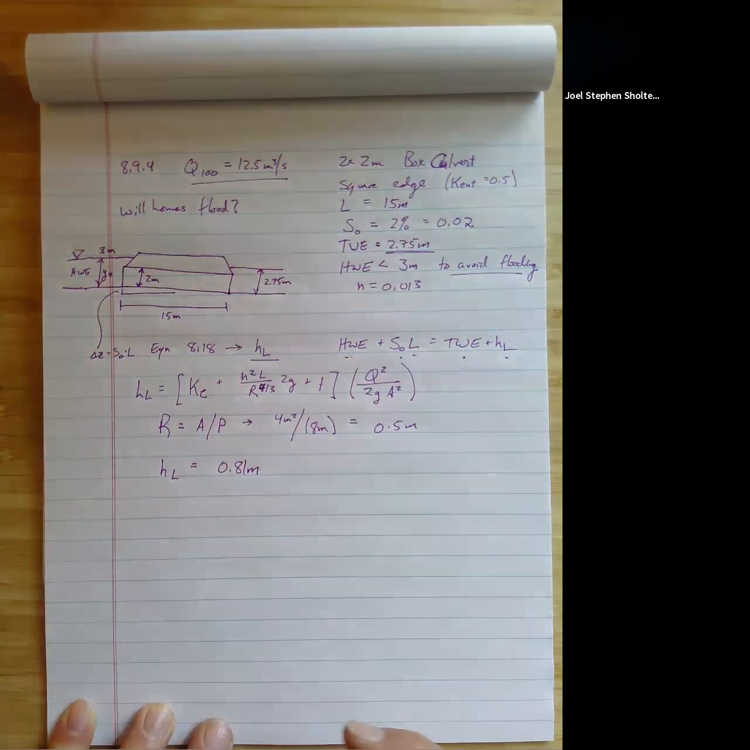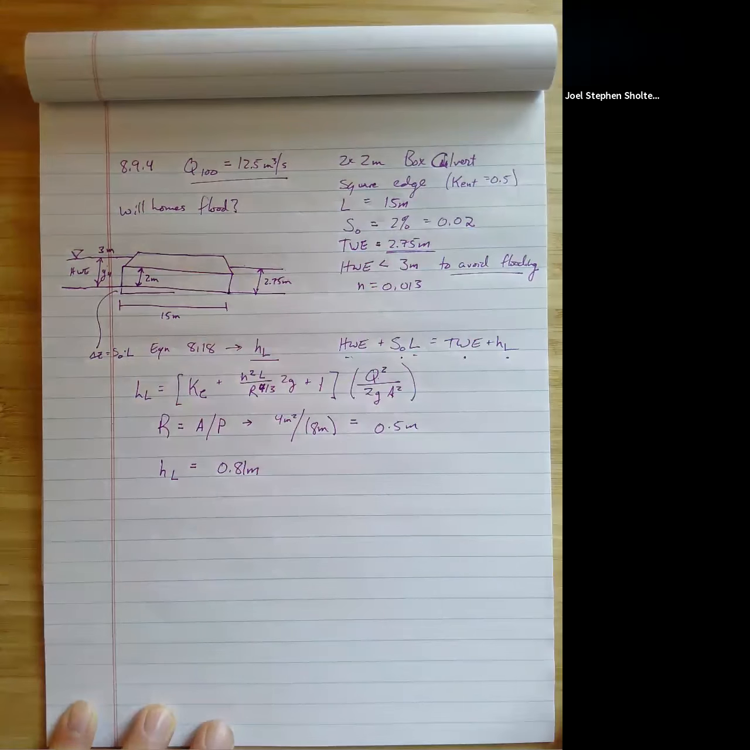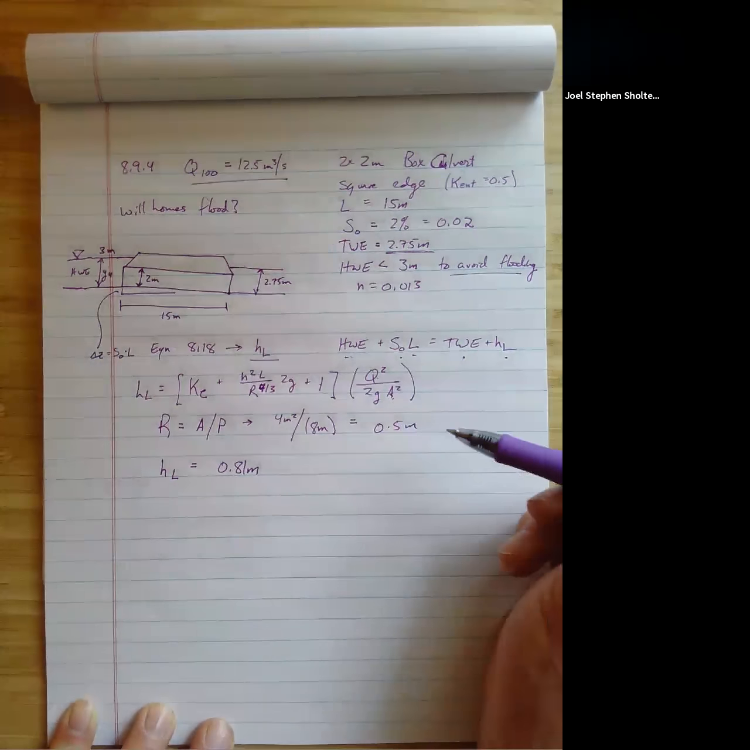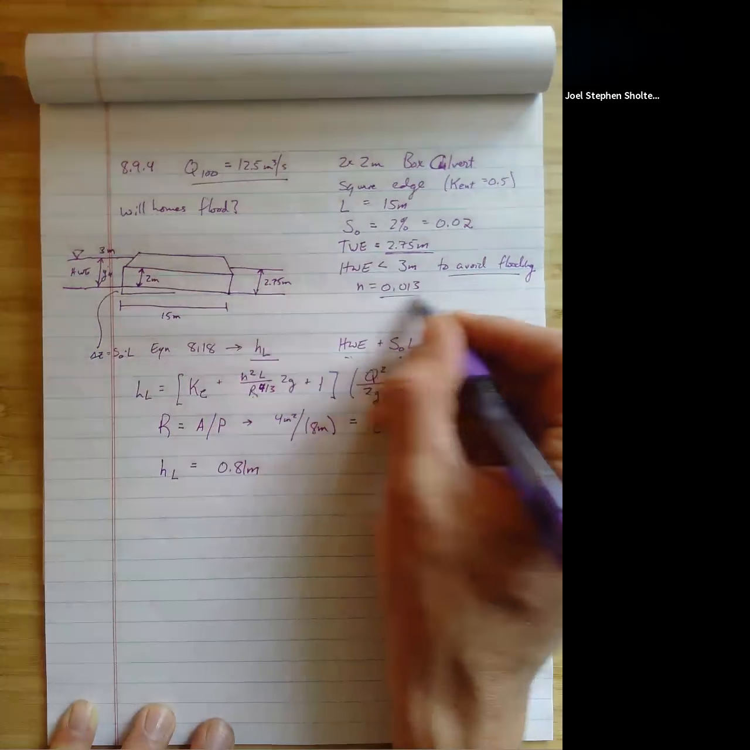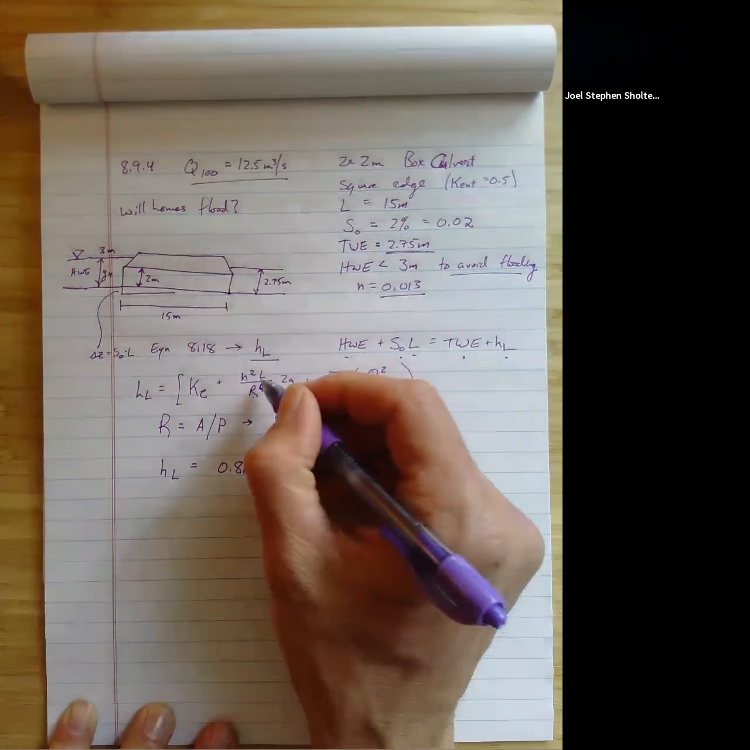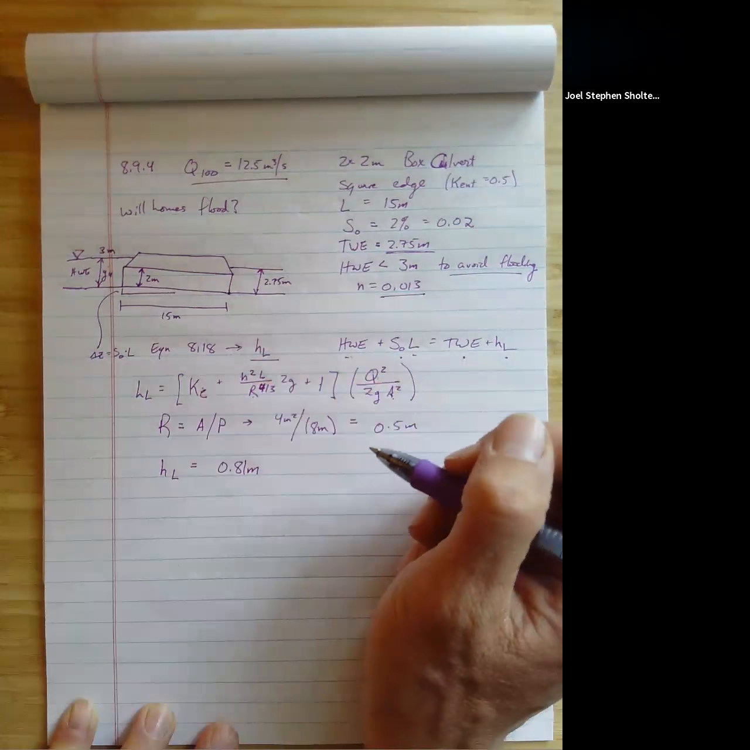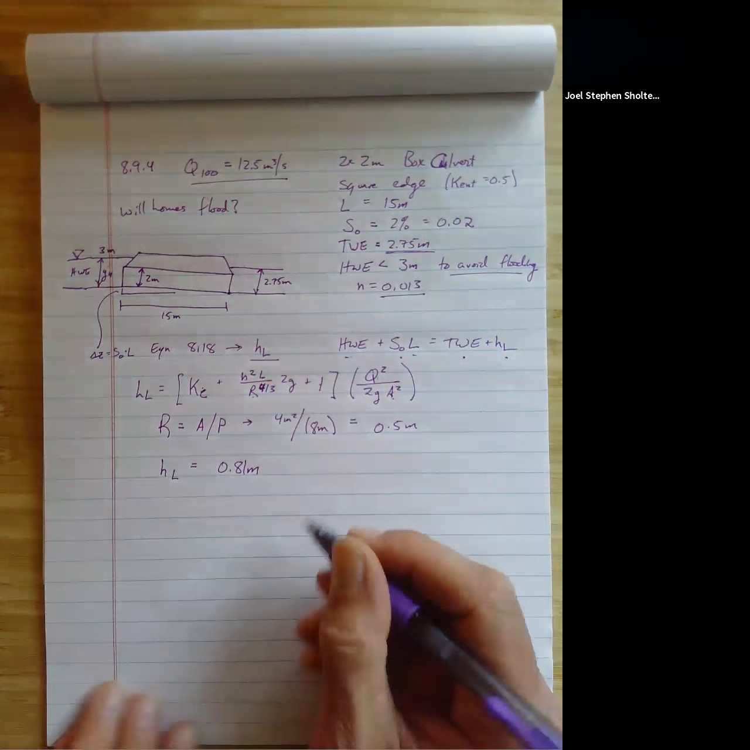Nothing fancy to do there. Our Q is 12.5 cubic meters per second. Our area is 2 times 2, just calculated that. Our Manning's n is 0.013 for concrete. And then we're given our length, and our K entrance should be 0.5 because it's a square entrance.